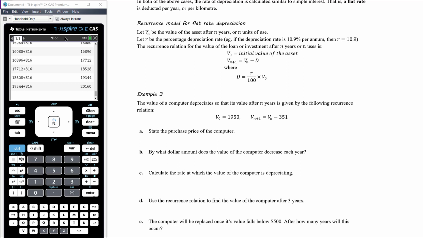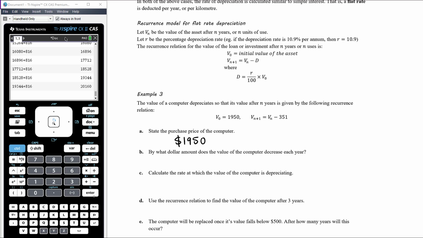So V0, its value after 0 years, that's when we purchase it, was $1,950. And then to get from each year to the next, so n is being measured in years, each year to the next we're subtracting $350. So state the purchase price of the computer, that's V0. That's the initial value of the item, so $1,950.